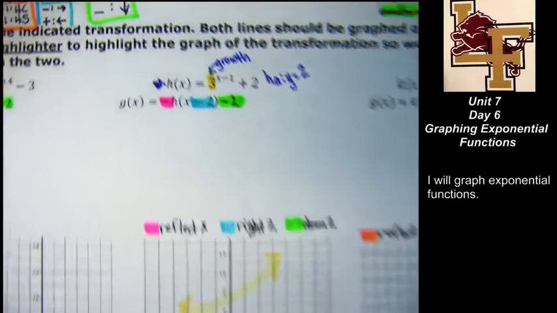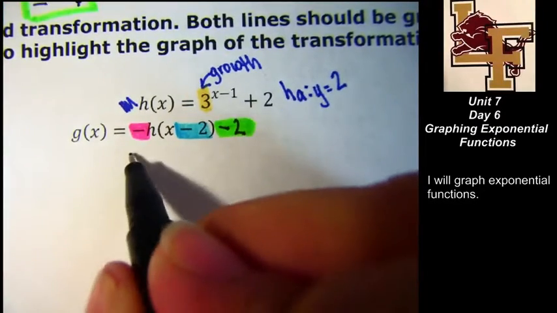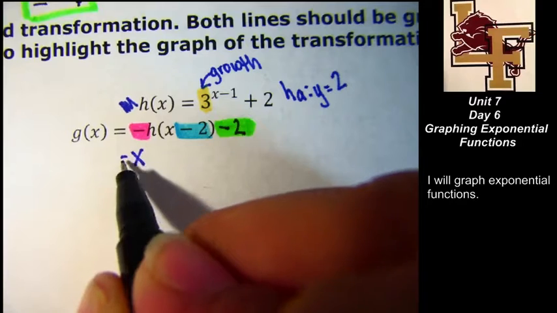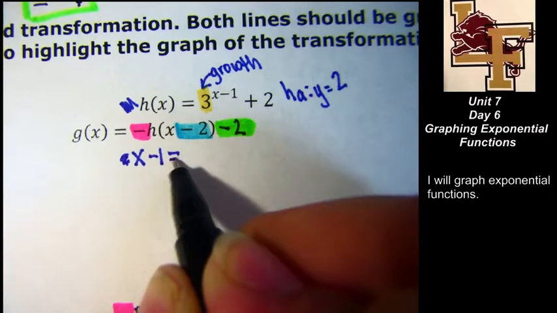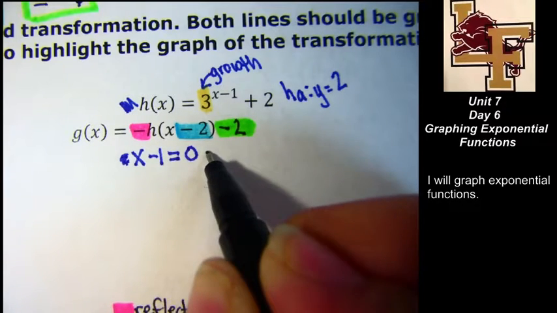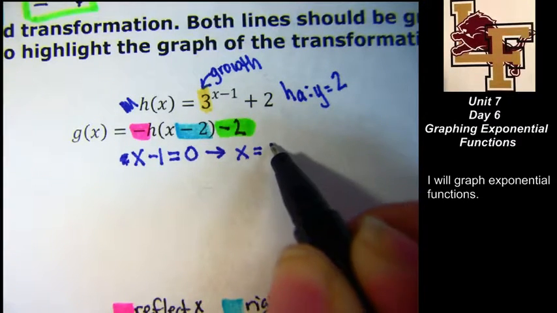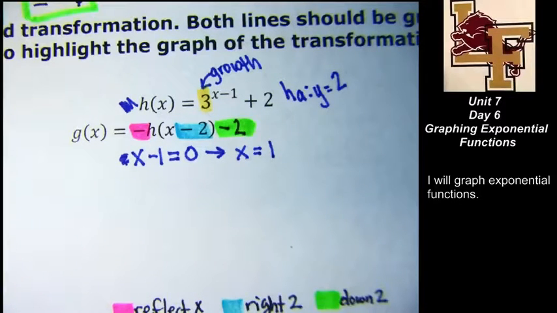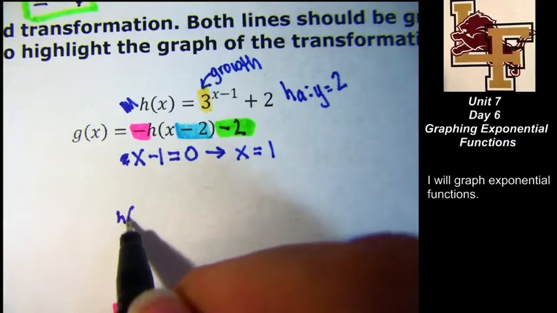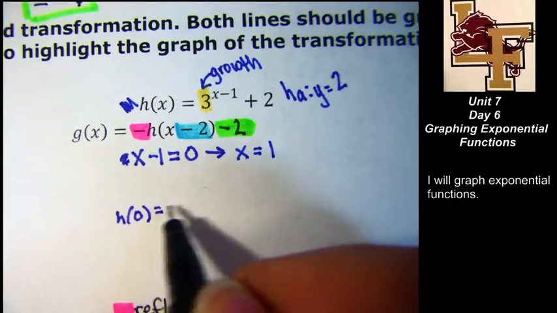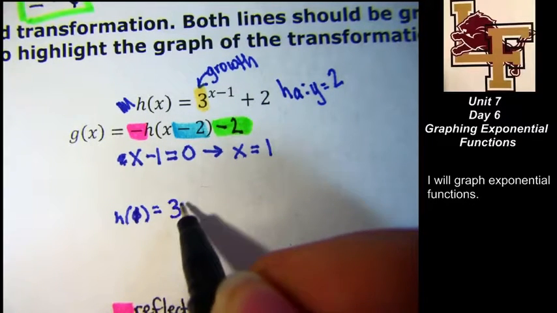The first exponent that I want to choose is going to be the exponent of 0. So I want my exponent to be 0. What value of x makes that happen? 1. Because 1 minus 1 is 0. This means that at h of 1, my exponent is 0.